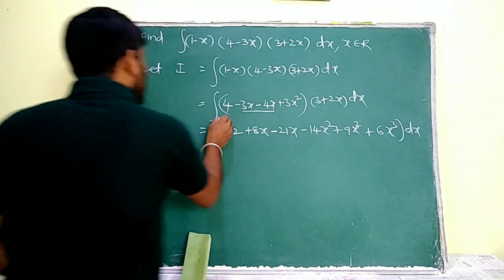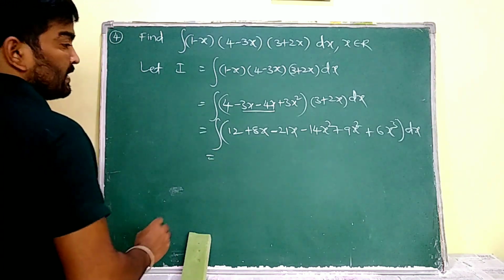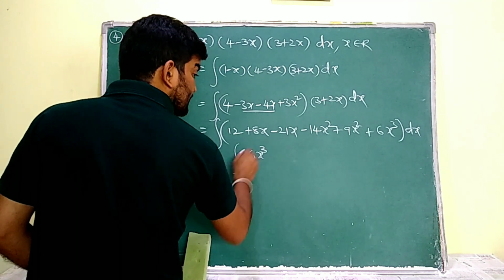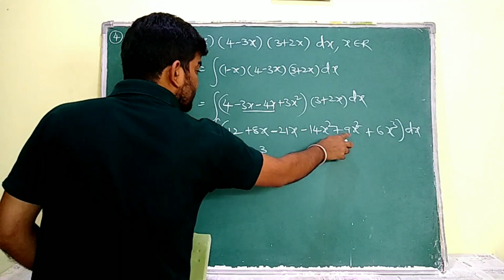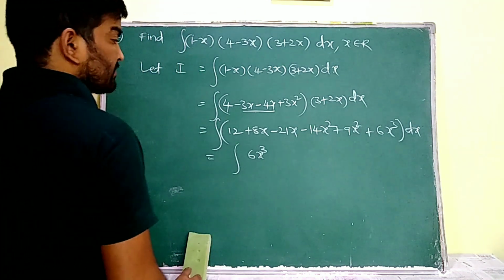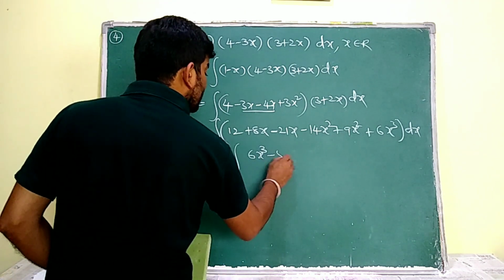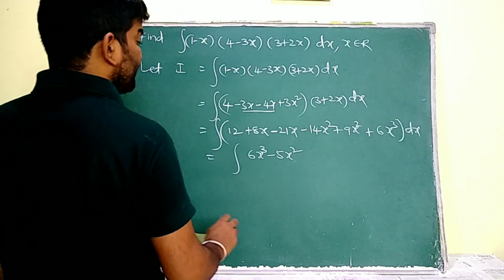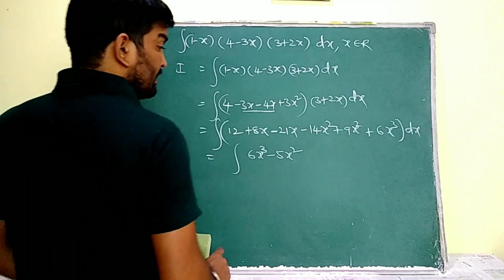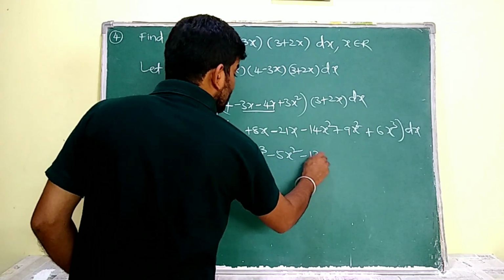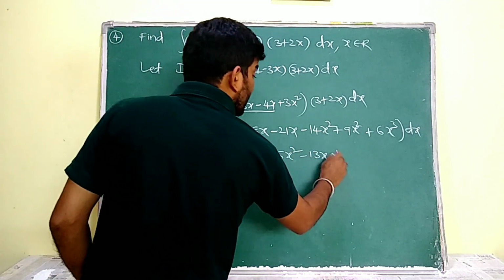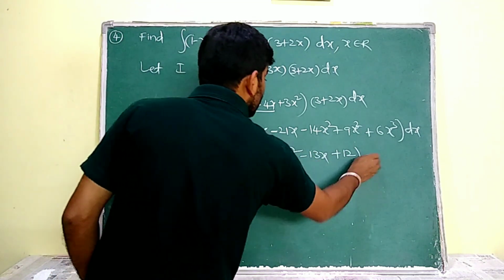This is the product. Now I have to arrange them in a proper order. So first I am going to write the cube term, 6x cube. Next square terms: it is plus 9x square and minus 14x square. Then I am going to write minus 5x square. Coming to the x term, it is 8x and minus 21x. Then our answer is minus 13x. And here we are having constant 12. So plus 12 whole dx.